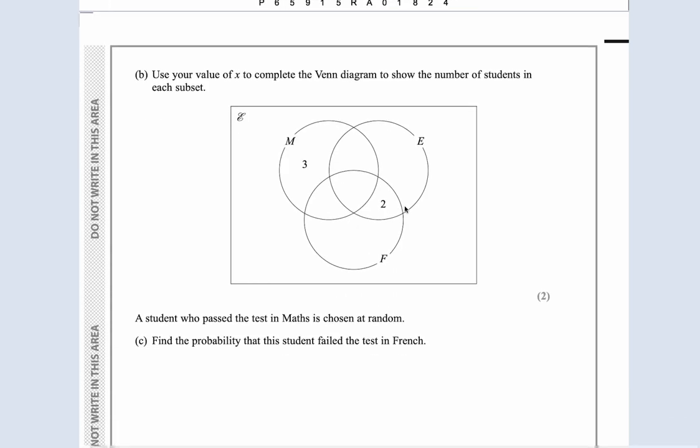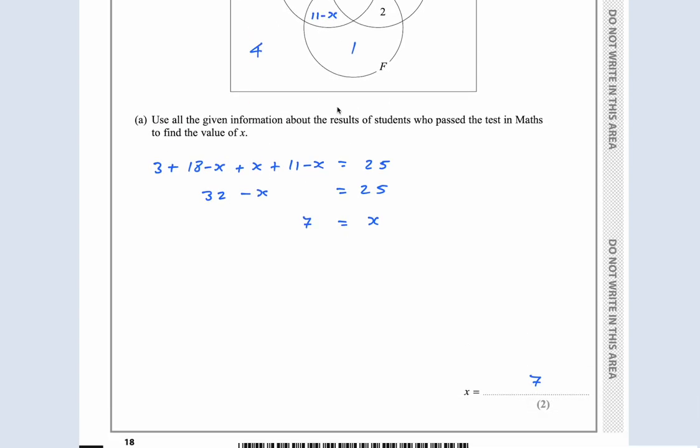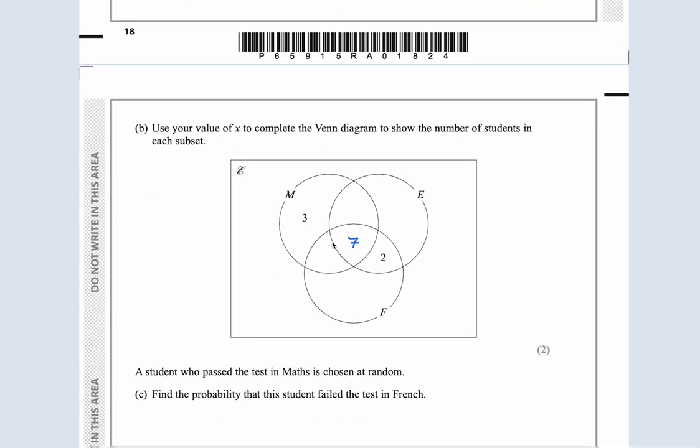Part B. Use your value of x to complete the Venn diagram to show the number of students in each subset. Okay, well, I now have 7 here. This was 11 minus x, so this is 11 minus 7 is 4.